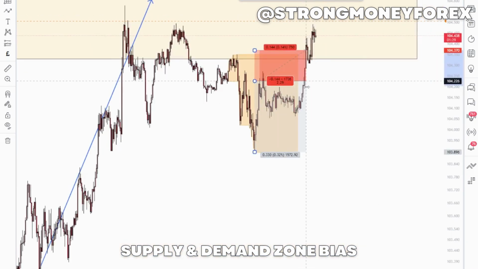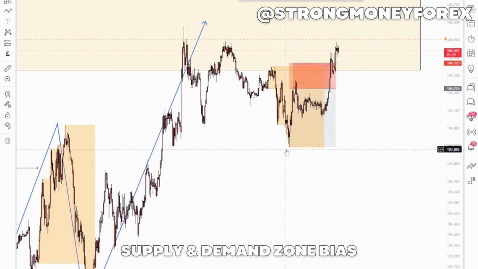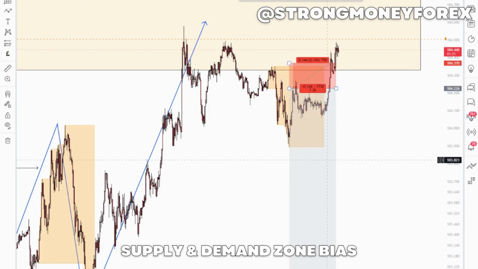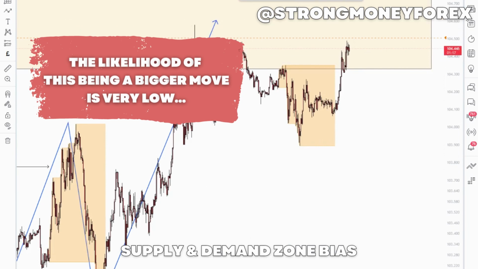However, the likelihood of this being a bigger push down is very, very low, because what we're all chasing is obviously this push down here. The likelihood of that happening is very, very low. So what do we do? How do we trade it?